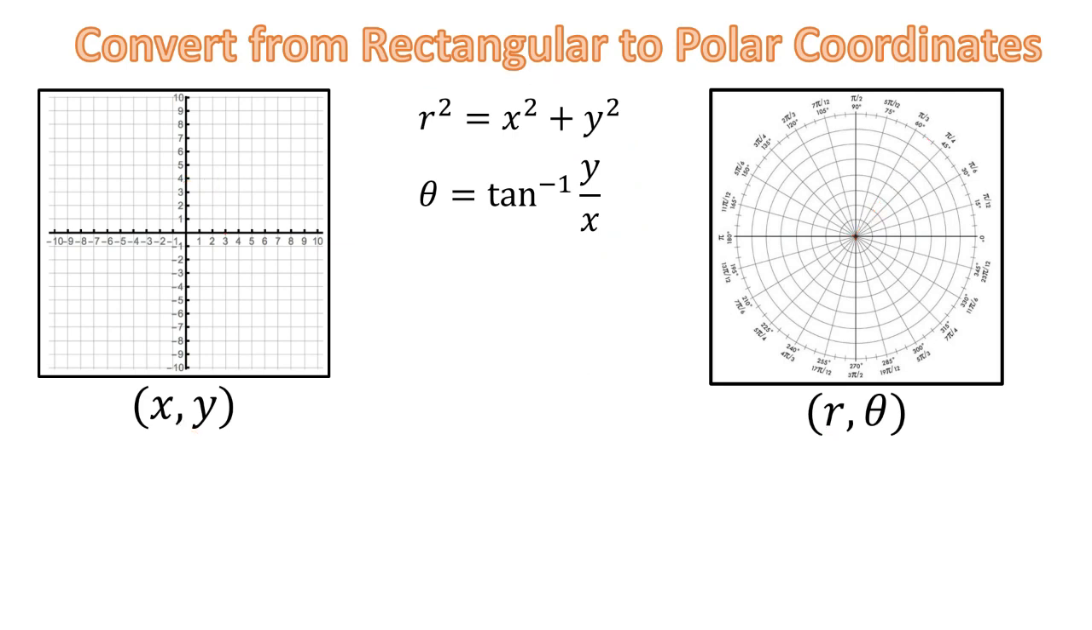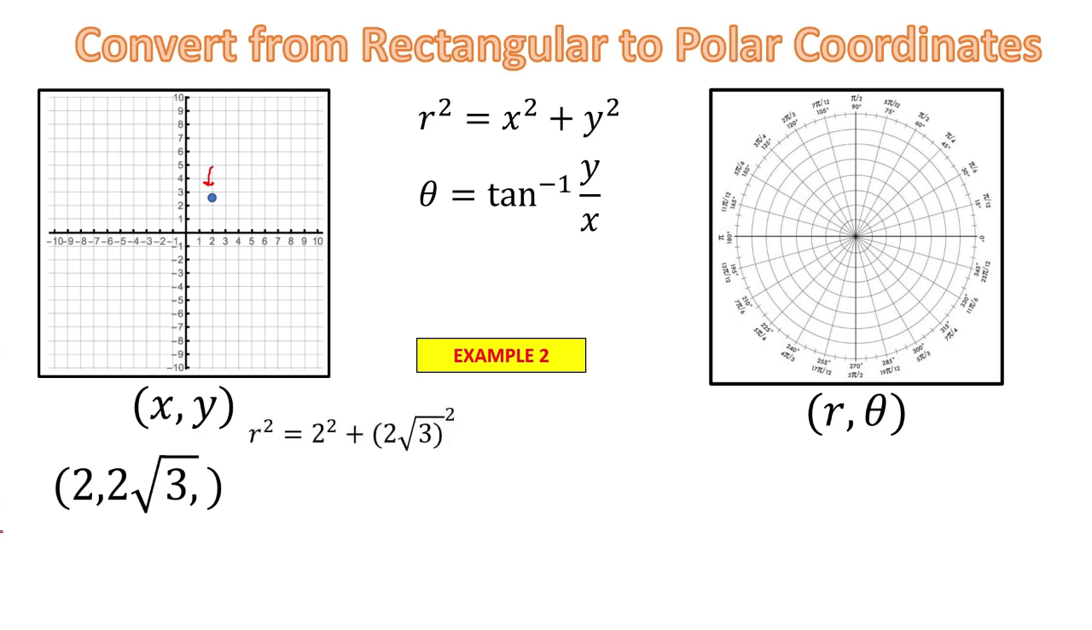Next, example number 2, the point is 2 and 2 square root 3. The value of x is 2, and y is 2.something here. This is the point in the rectangular coordinate system, when you plug in 2 and 2 square root 3.